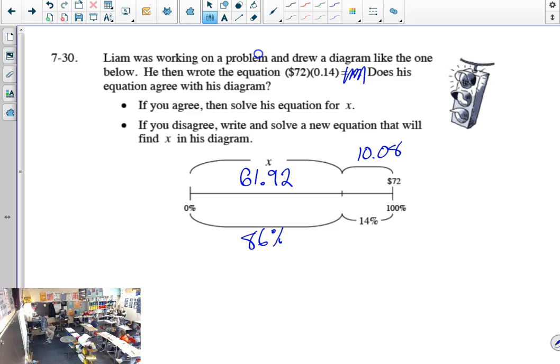I didn't compute it, but I think it's just 10.08. Yeah, it's $10.08, not 80. So it's just 8 cents. Just 10.08. Questions on this model? So make sure you analyze what percent we are actually trying to find.